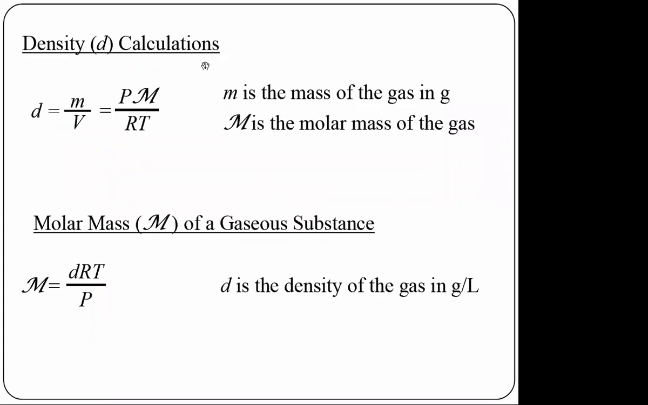So then we can also use gas law to determine the molar mass of gases. And how do we go about it? You know that density is equal to mass over volume. Density is expressed as mass over volume. And we can substitute for volume from the ideal gas law. You know that in the ideal gas law, PV is equal to N R T.